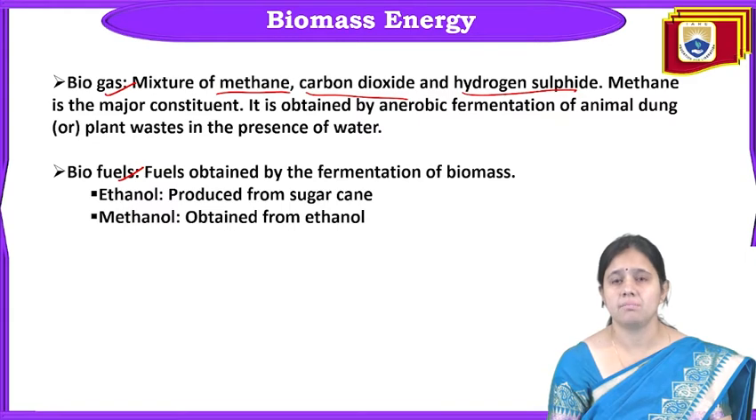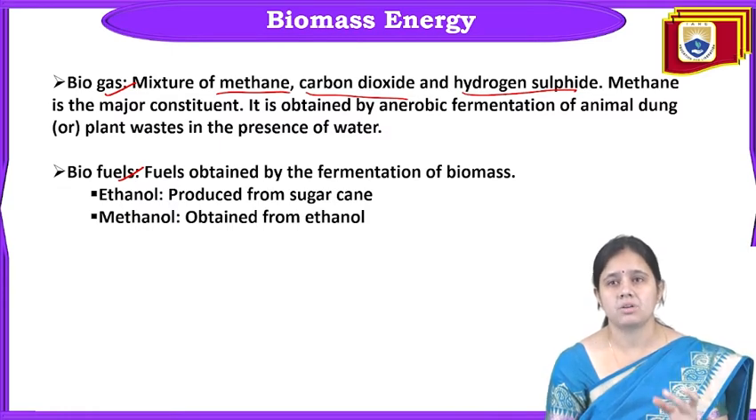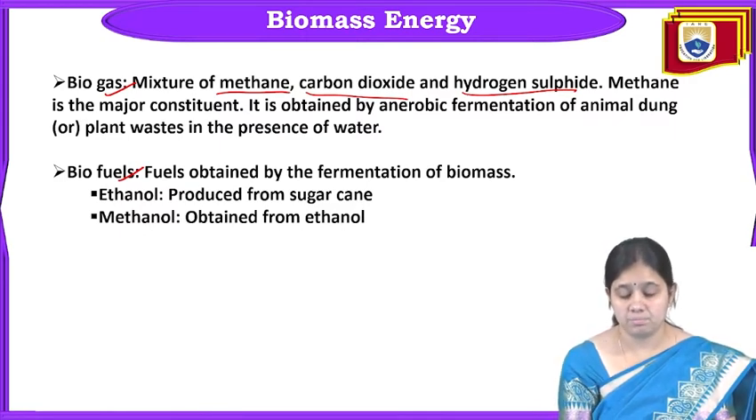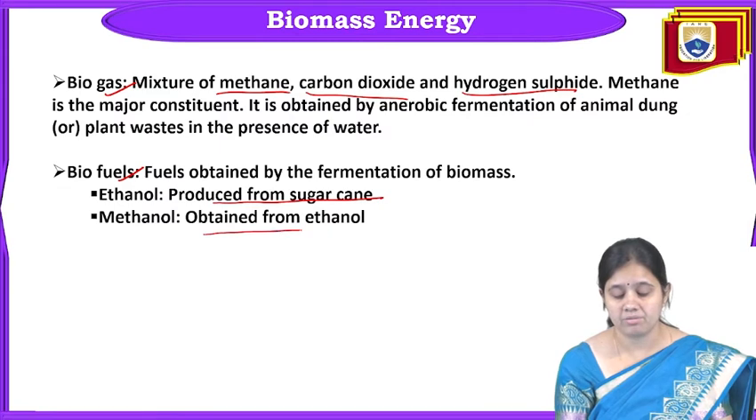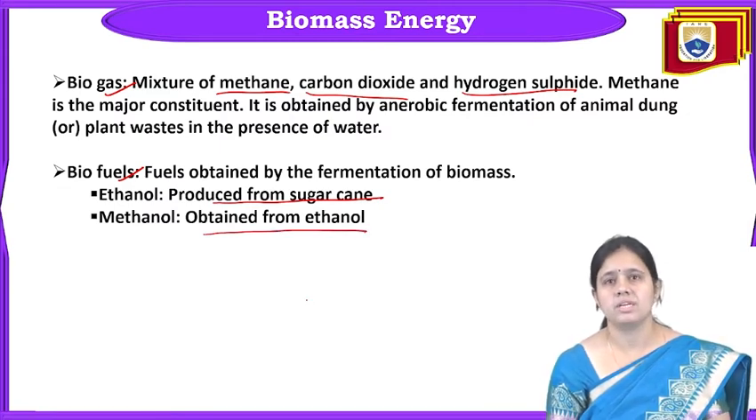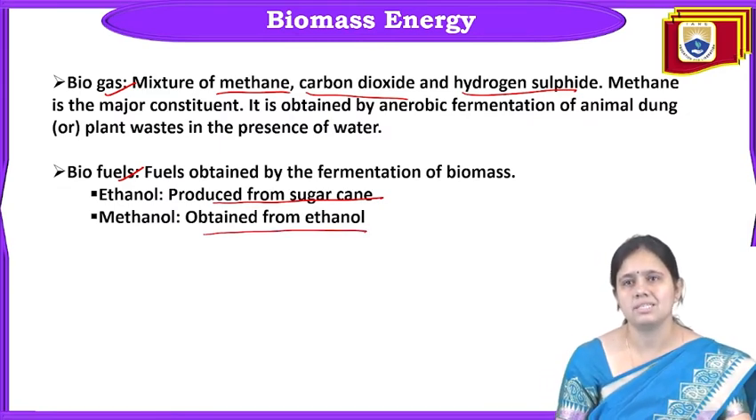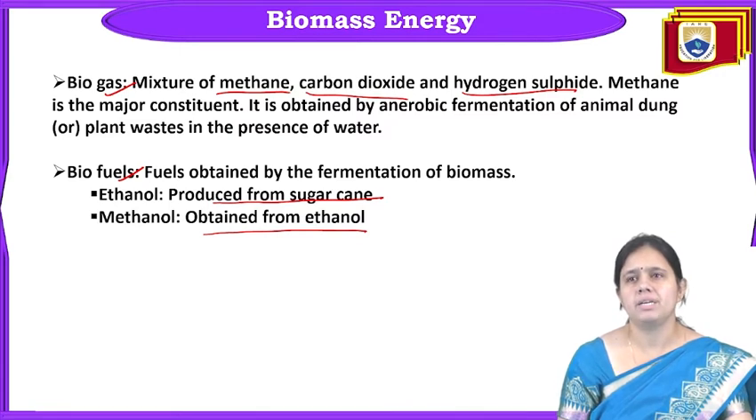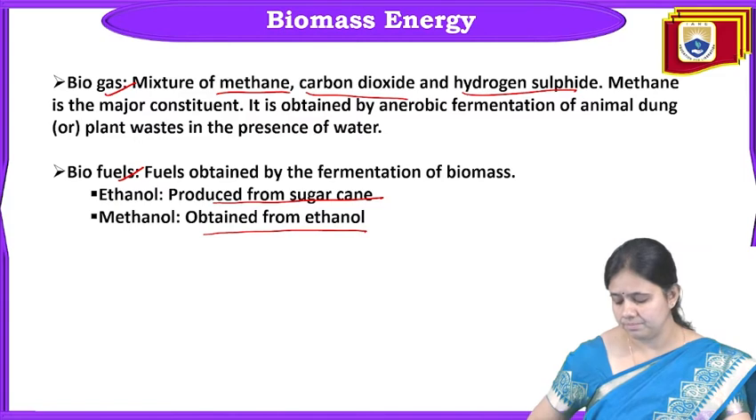Next is biofuels. These are obtained by the process of fermentation from biomass. Examples are ethanol and methanol. Ethanol is produced from sugarcane, and methanol is obtained from ethanol. So biogas is the anaerobic fermentation of animal dung and plant waste in the presence of water, and biofuel is of two types, ethanol and methanol.